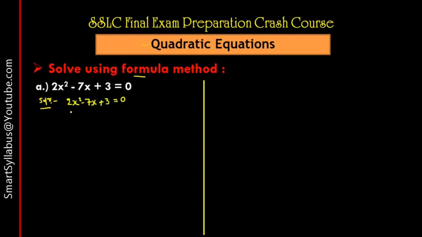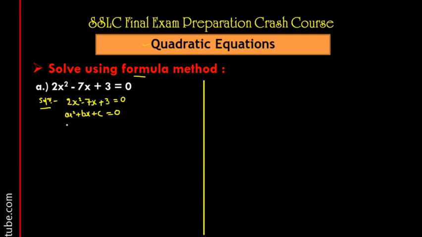First compare this with the standard form of the quadratic equation, that is ax square plus bx plus c equal to 0. Now extract the values of a, b, c. Here a, the coefficient of x square, is 2. So a is 2, b is minus 7, take it with the sign, and c is plus 3. These are the values of a, b, c.